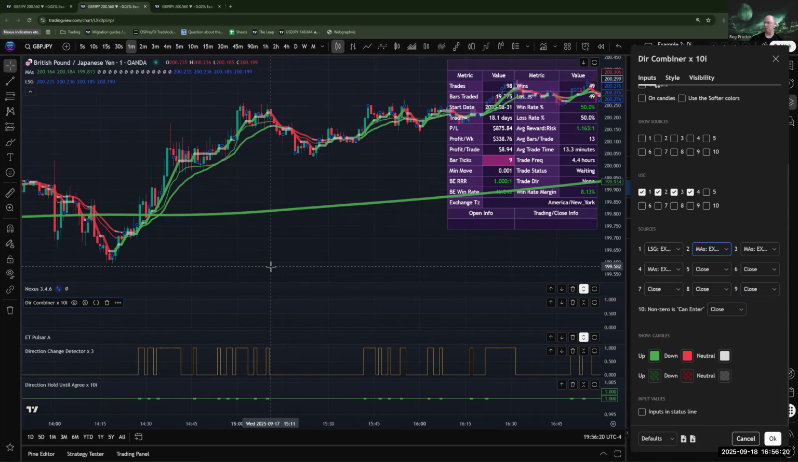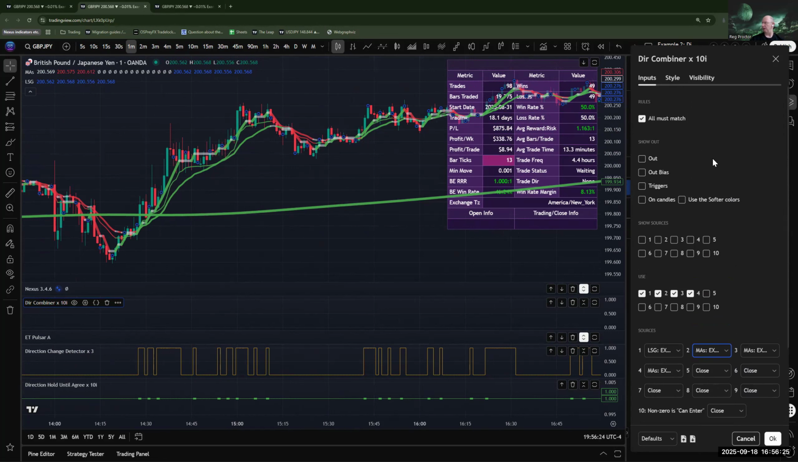So now, if we want to say, I want to know when this massive one and all of these are in the same direction, how do I do that? Well, I can put them all in the direction combiner. And then I can go up here and I say, all of them must match. Okay. So for me to get a positive, every single one has to be long, or negative, every single one has to be short. Otherwise, it's just flat. It's just going to say it's not going in any direction.